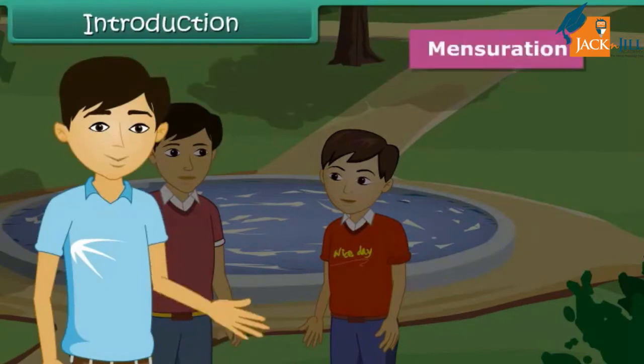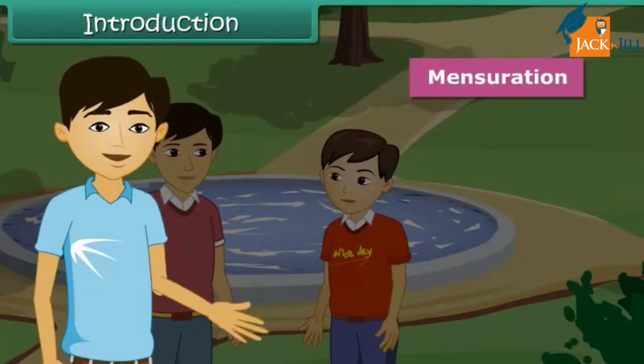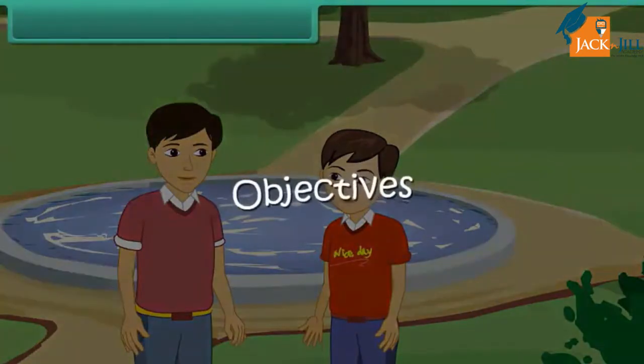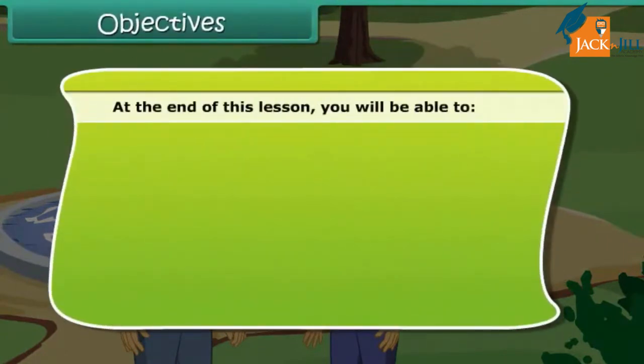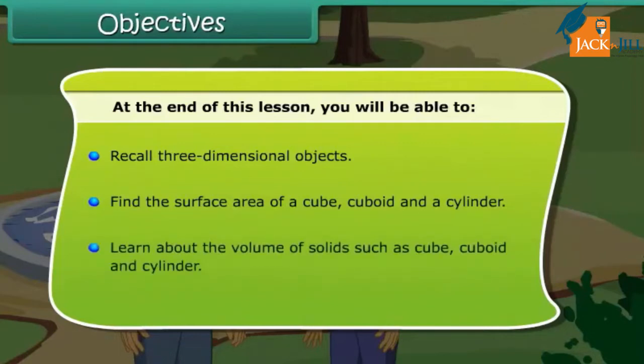Children, in this lesson mensuration, we will learn to calculate the surface area and volume of some 3D objects. Objectives. At the end of this lesson, you'll be able to recall three-dimensional objects, find the surface area of a cube, cuboid, and a cylinder, and learn about the volume of solids such as cube, cuboid, and cylinder.